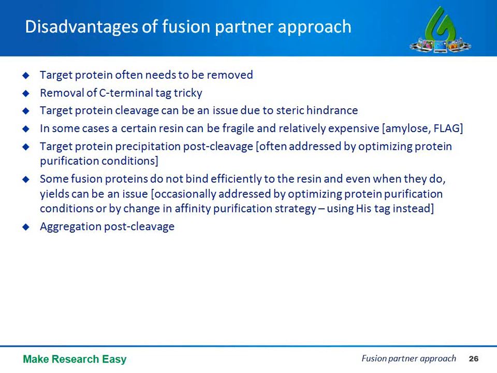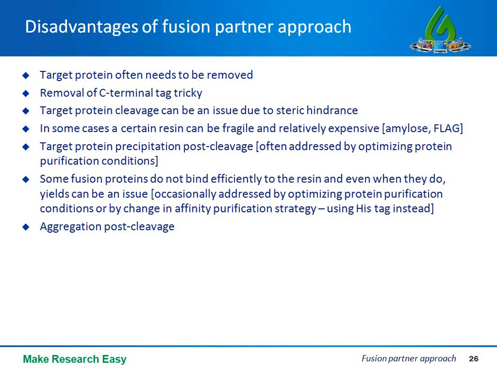Number 2, removal of a C-terminal tag can be tricky because oftentimes you have extraneous amino acids left over from the protease cleavage site. And then again, cleavage itself can be an issue due to steric hindrance. This can be resolved through the addition of a linker region between the proteolytic cleavage site and the fusion partner. And in some cases, a certain resin can be fragile and relatively expensive. For example, amylose resin can be really fragile. Flag resin is really expensive.